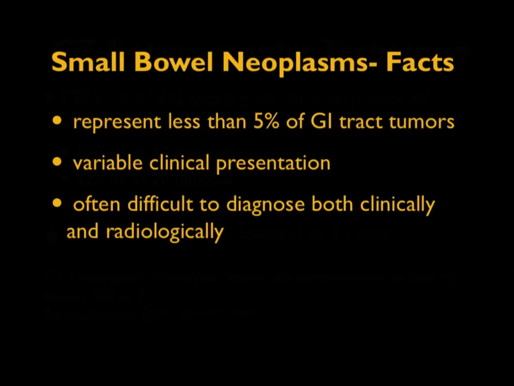So you look at small bowel tumors, less than 5% of GI tract tumors, with a variable clinical presentation, which can be tricky, and the presentation is often difficult to diagnose, both clinically and radiologically. We talk about how the average time of diagnosis from presentation for small bowel tumors is often 6 to 18 months, and that gives you a good feel of the challenges that we have.